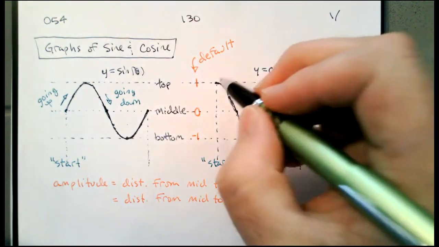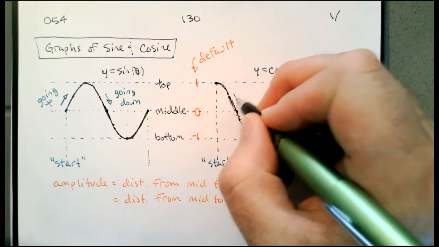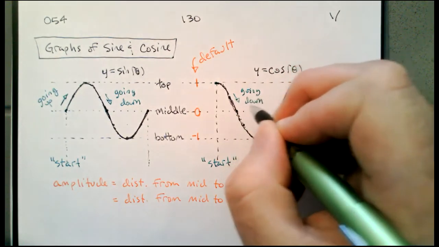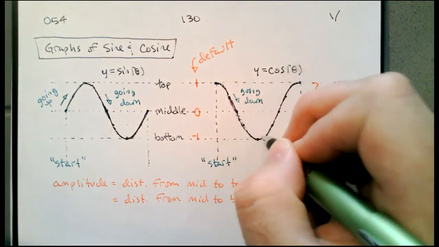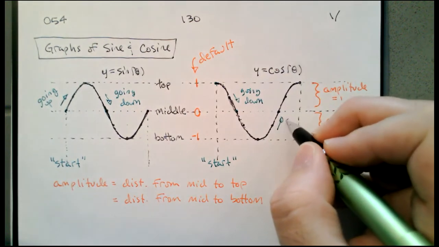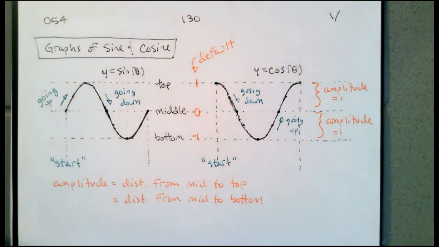Cosine starts at the top, then goes to the middle going down, then to the bottom, then it hits the middle going up, and then it's back at the top. And we're just going to cycle through those 4.